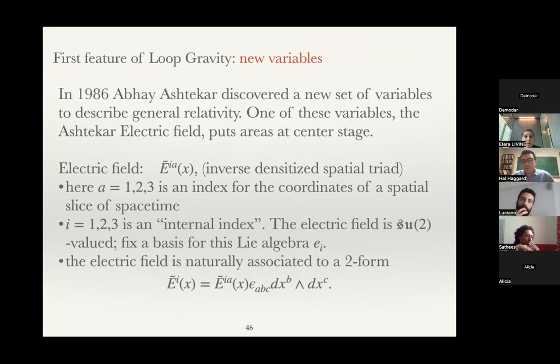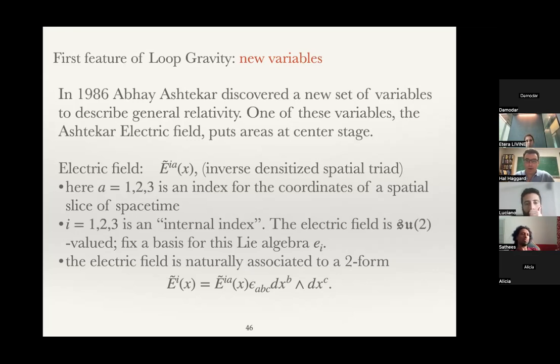So this leads to my first feature of loop gravity, and I'm just trying to motivate it for you, and we'll talk about it much more in the next lecture. But in 1986, the advent of loop gravity was partly that Abhay Ashtekar discovered a set of new variables that describe general relativity. And somehow you know this from much experience in solving all kinds of Lagrangian problems. If you find the right set of variables to do a problem, the problem becomes much easier.